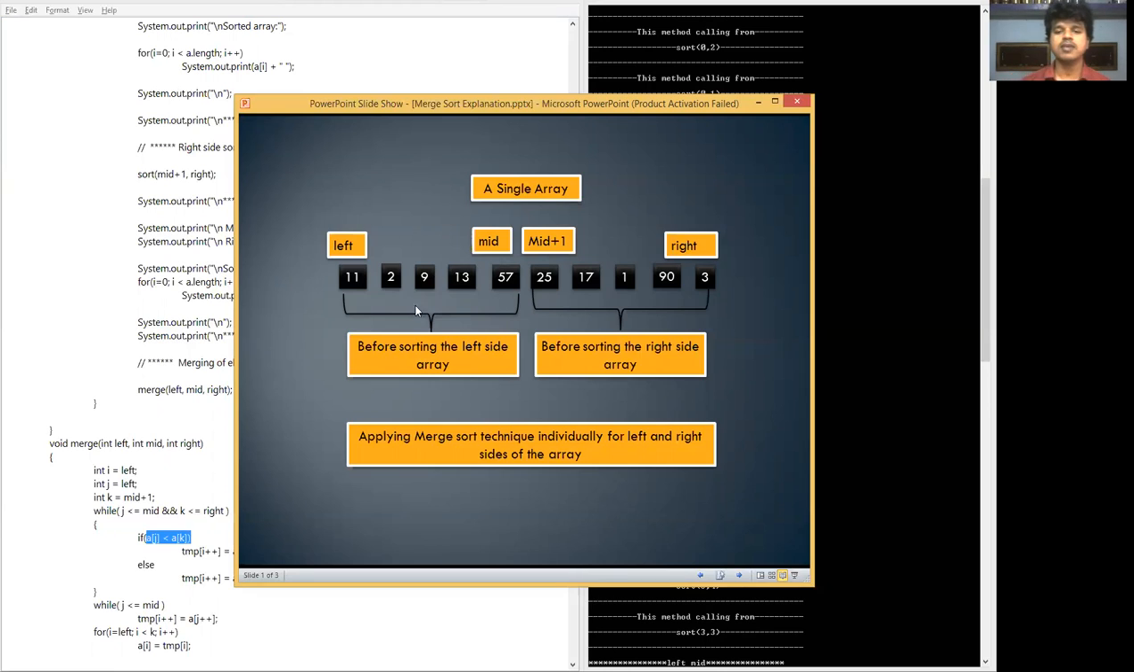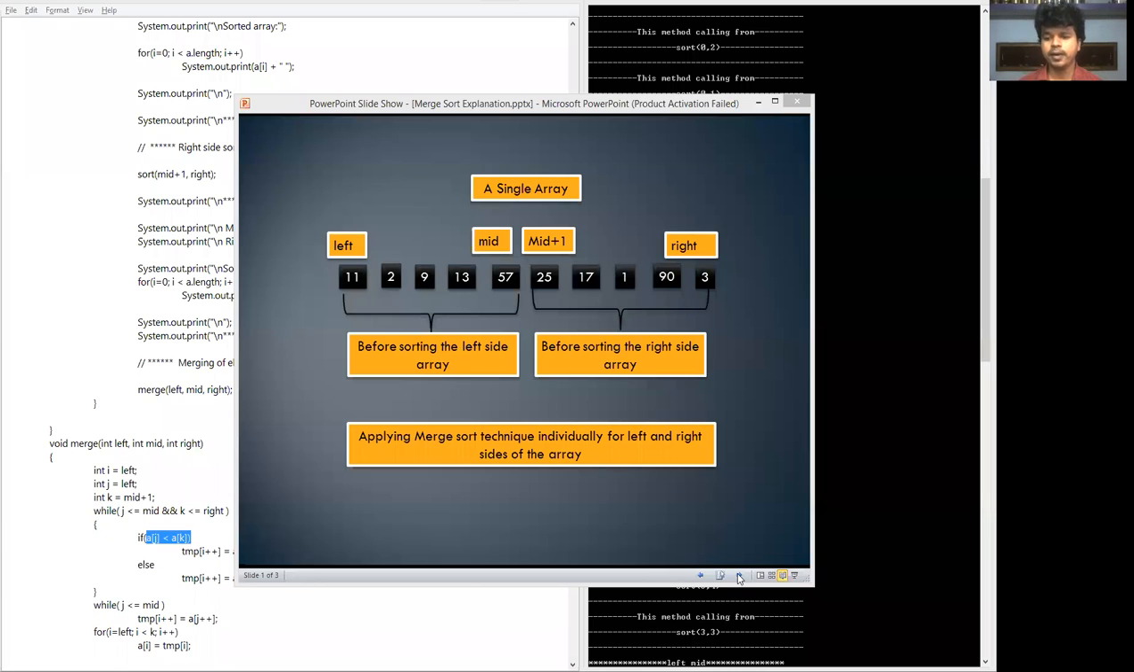Again, on each array we apply the divide technique, and we continuously apply the dividing technique. After that, we apply comparison between two elements, making them into ascending order. Before sorting the left side array and before sorting the right side array, we apply the MergeSort technique individually to the left and right sides of the array.